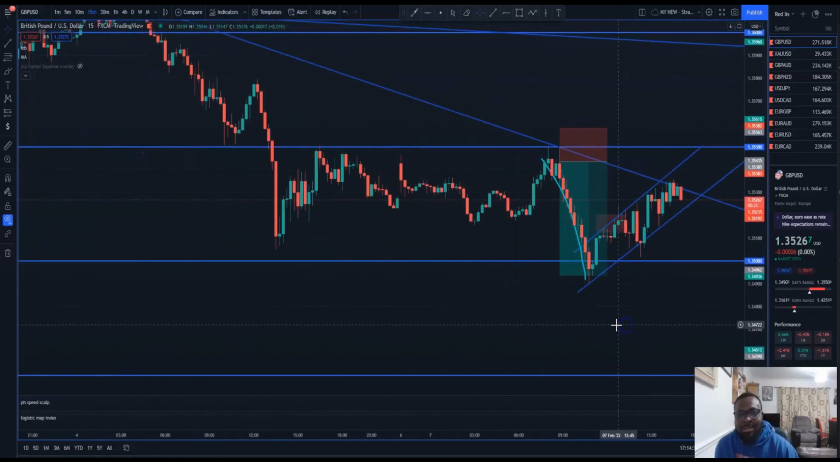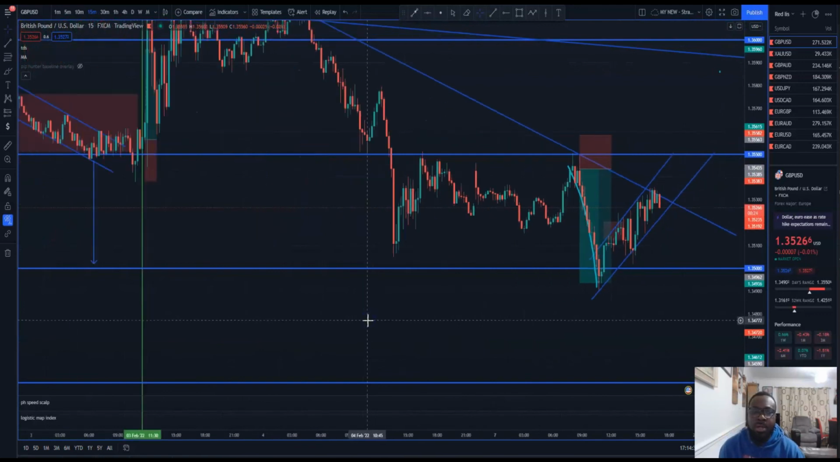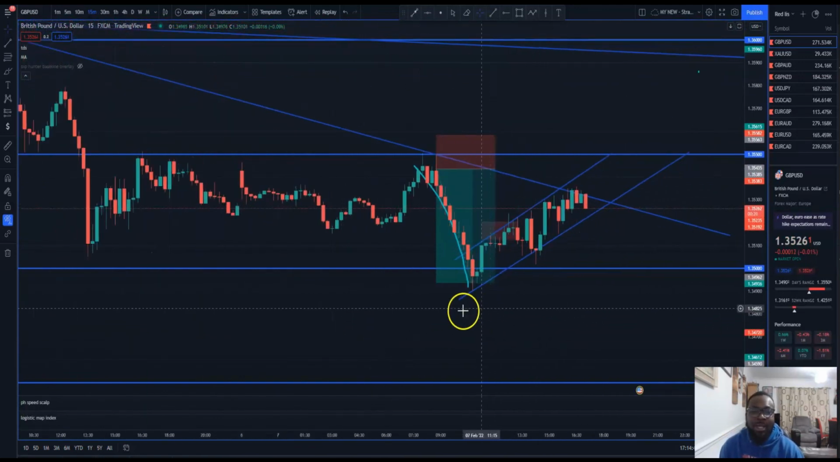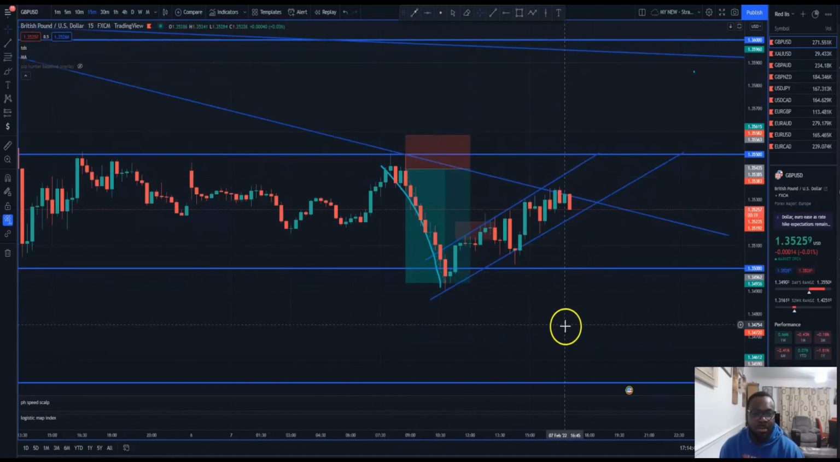So that's what I think about this GBPUSD already. So yeah, we're expecting more pips tomorrow. Hopefully we're looking at this channel to be broken.